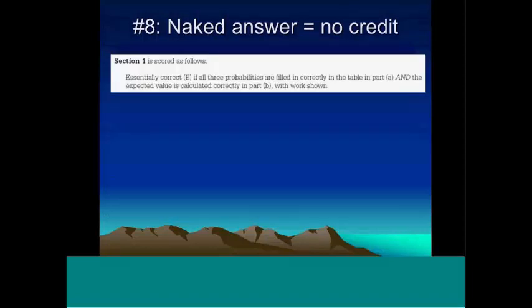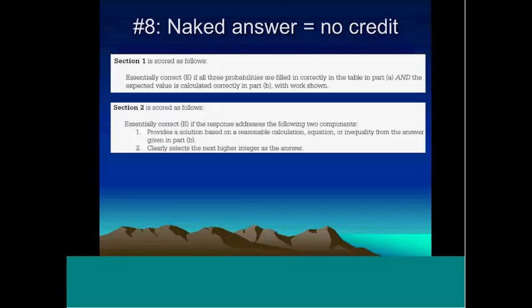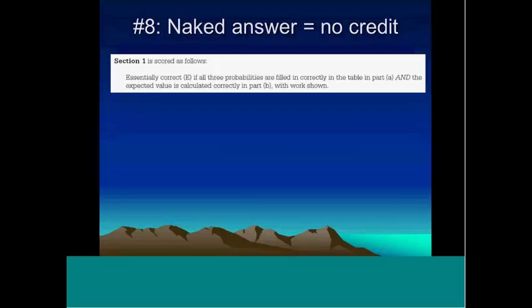So when you look at the scoring, you'll see section 1 is essentially correct if all the probabilities are filled in on the table and the expected value is calculated correctly in part B with work shown. So you have to show the work in part B in order to get credit for this section of the question. So they could have kept part A as its own thing and given full credit for no work, but they chose not to. They lumped it with the first part of the calculations in B.